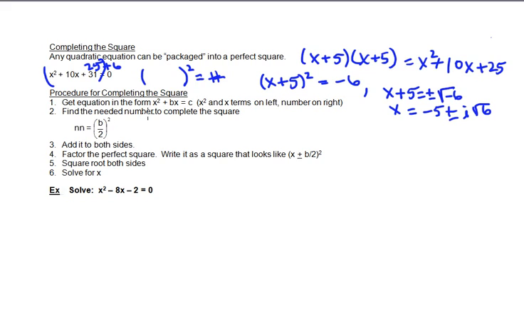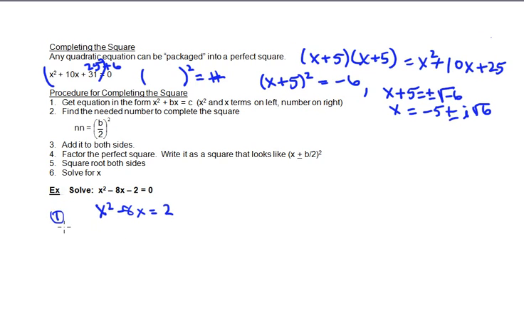First step says get the equation in the form x squared plus bx equals c. So I want to get my square term and my linear term, my minus 8x, on the left side, and on the right hand side it says put the constant there. So I'll add 2 to both sides and I get equals 2.